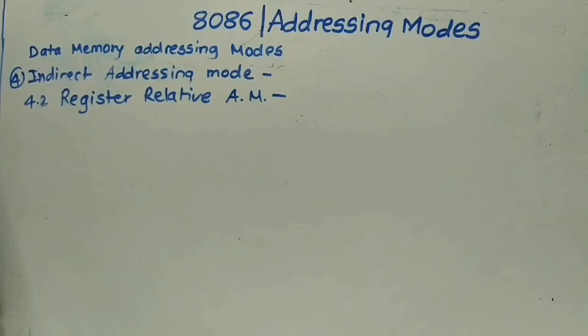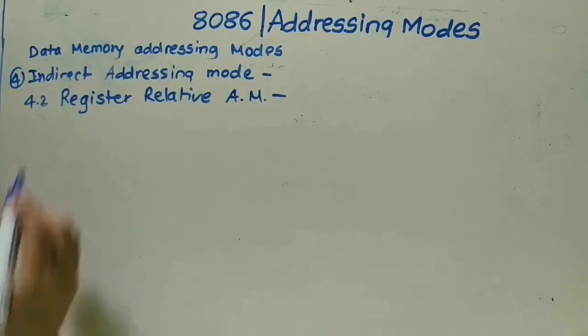Next addressing mode is register relative addressing mode. In this register relative addressing mode, the effective address is specified in the instruction, and that effective address of the operand consists of an 8-bit or 16-bit displacement and the contents of a base register or index register.